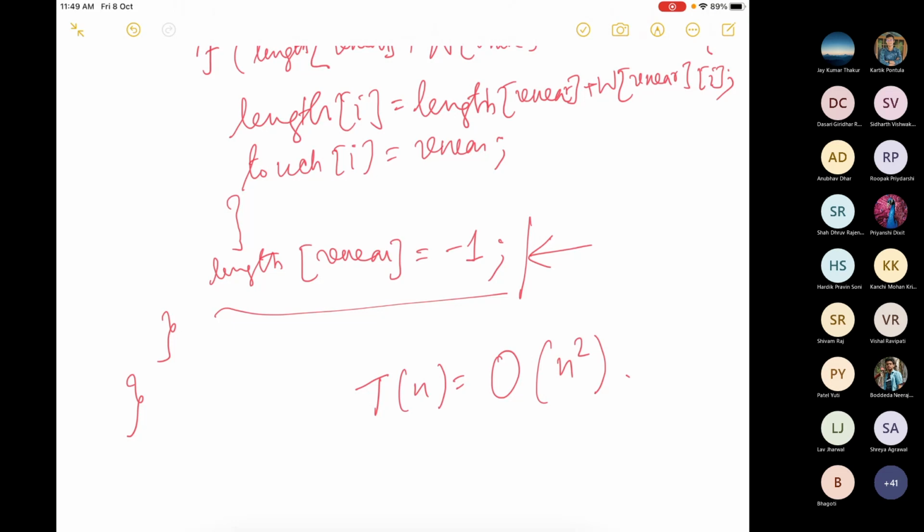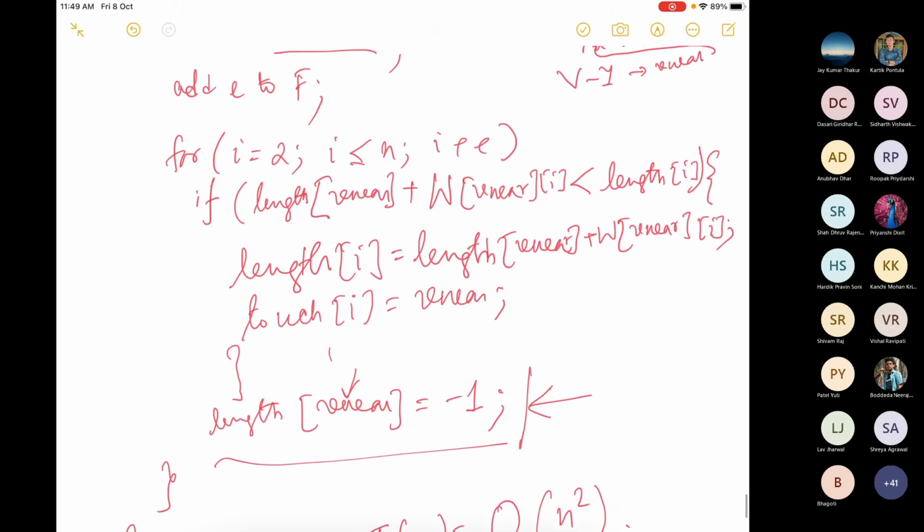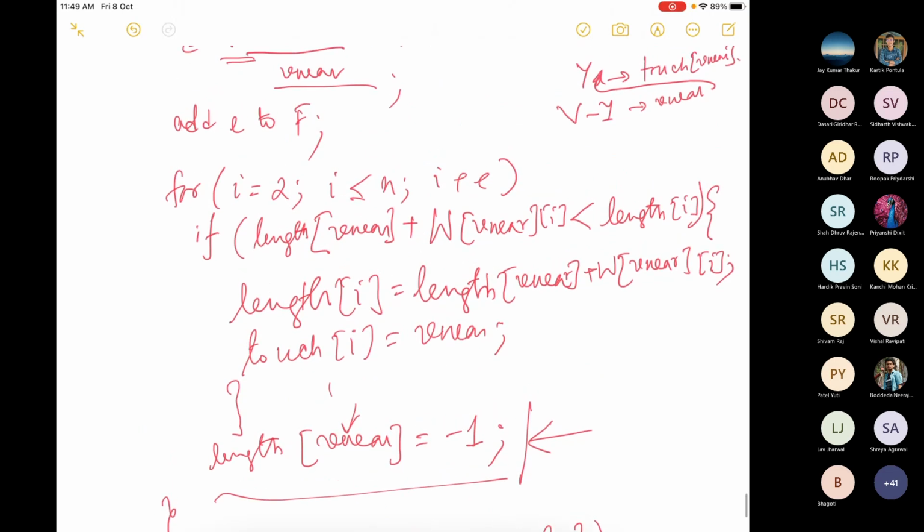Every time we are making length of veneer equal to -1. So those vertices will no longer be included in the length of I computation for the for loop. If I is in Y, then length of I is updated here, that will be -1. So that will be smaller. That's all I said.